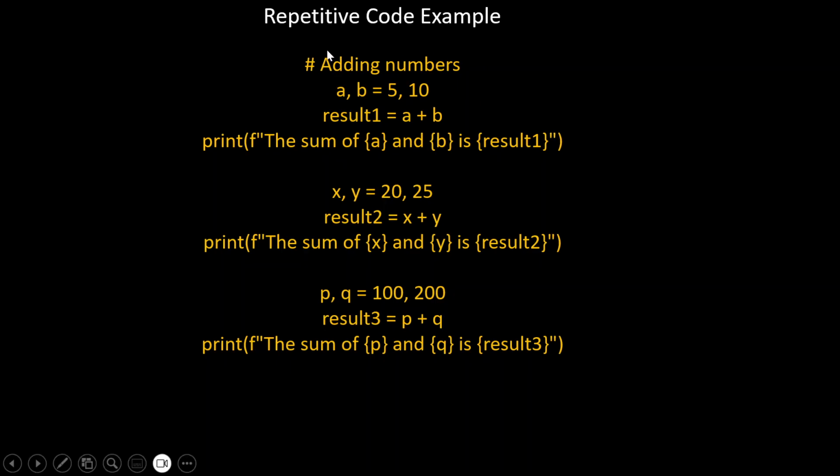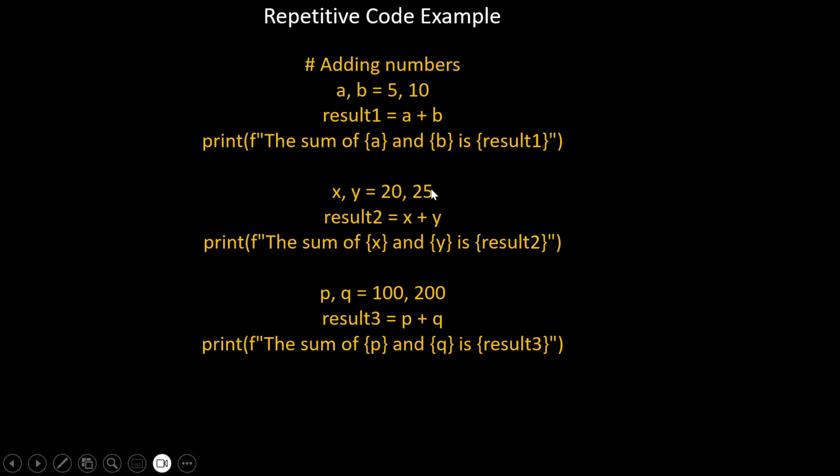So in this code, if you observe, in the first part we are taking two values, adding two values, and the sum is being printed on the screen. In the second part, we are again taking two other different values, adding those two values, and the sum is being printed on the screen again. In the third part also we are taking another two values, those two are added and the sum is again printed on the screen.